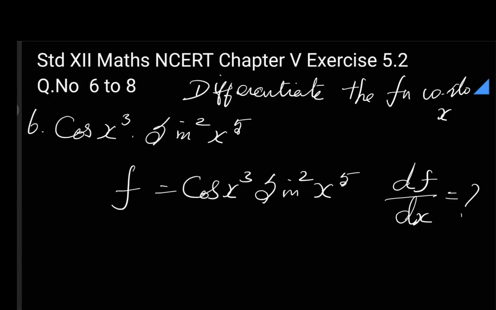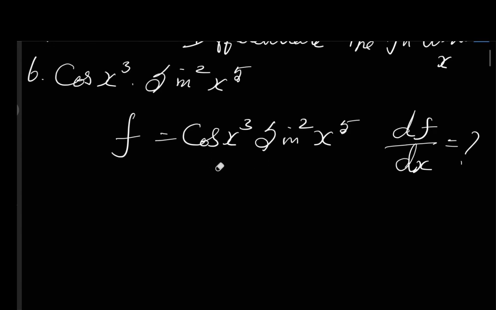Class 12 Maths, Chapter 5, Exercise 5.2, Question number 6: cos x³ sin² x⁵. Let me take the given function as f = cos x³ sin² x⁵. So it is a product of two trigonometric functions. Now you see that the angles are different. Here x³ is given, here x⁵ is given.